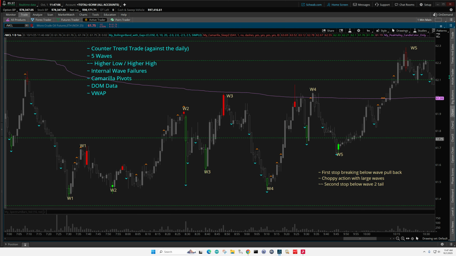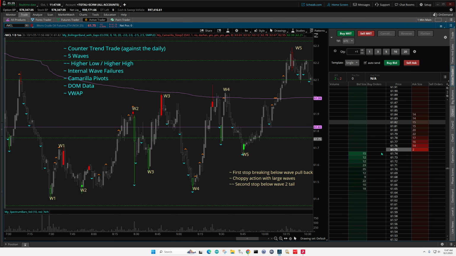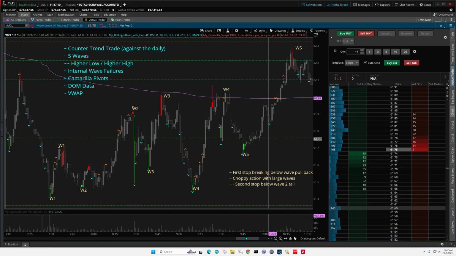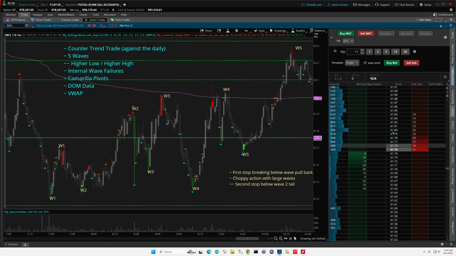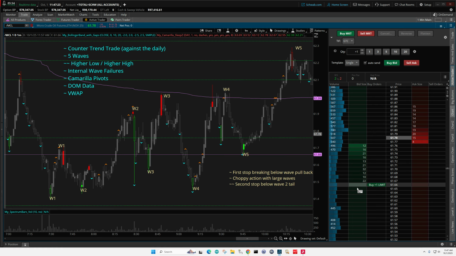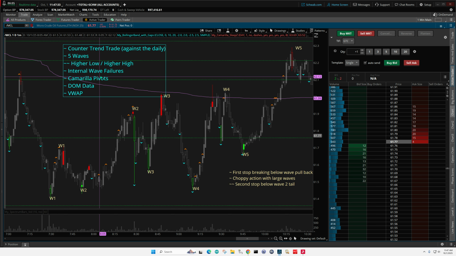DOM data, so you get this on your active trader here. On Thinkorswim, the only data that's available is just 10 ticks above and below the price. So here's 10 ticks of price above and then 10 ticks below. So the DOM is very limited. The data feed is very limited with Thinkorswim. So I think we covered all of those points.